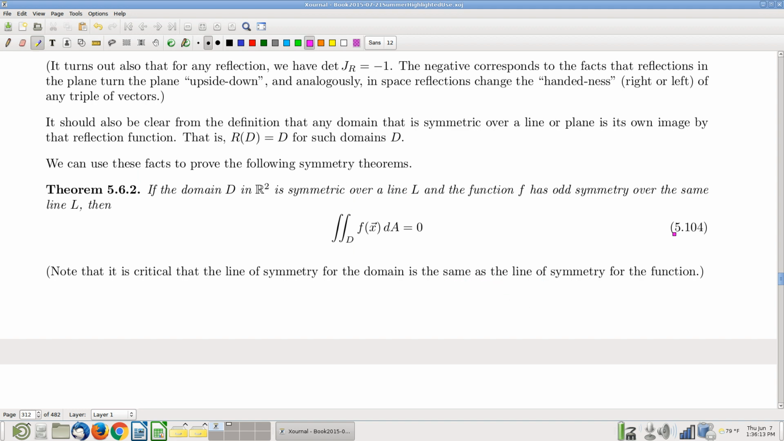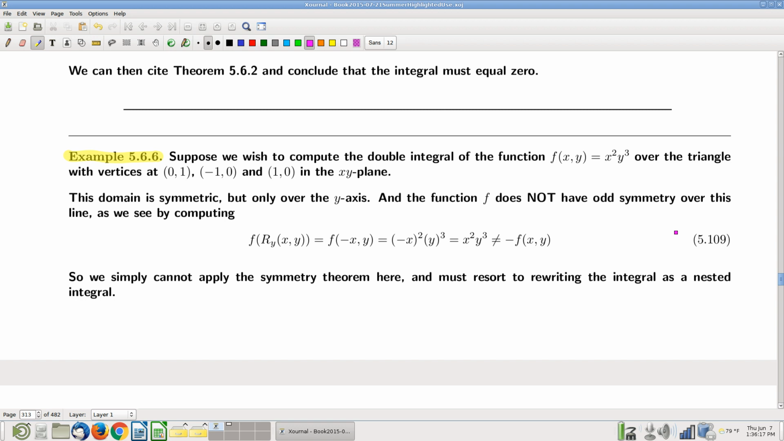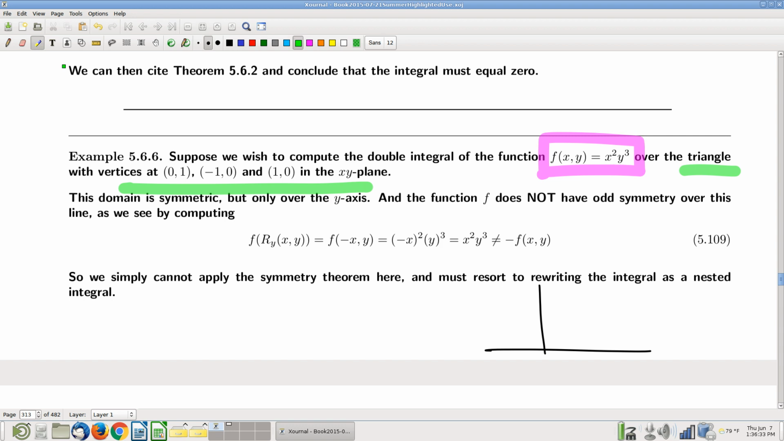Let me show you an example of how this can go wrong. That's this next example here. So you've got this function. We have a domain that's a triangle with vertices at certain points in the xy plane. Let's draw that real quick. The vertices are, let's see, 0, 1, negative 1, 0, and 1, 0. So our domain is that.